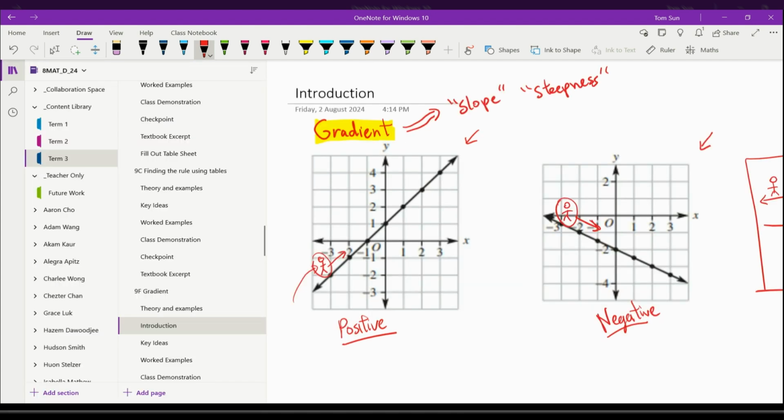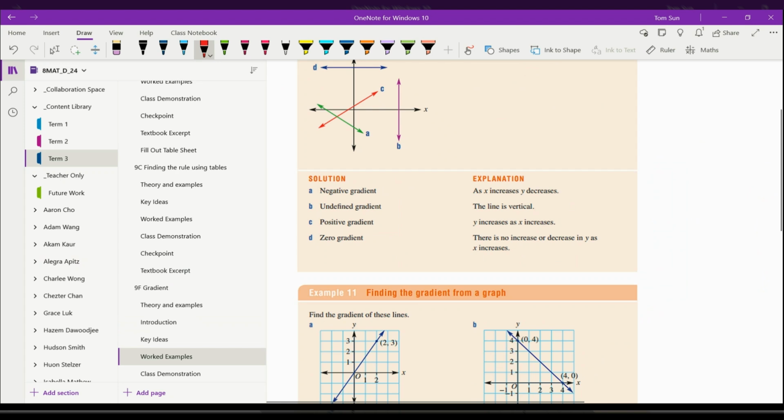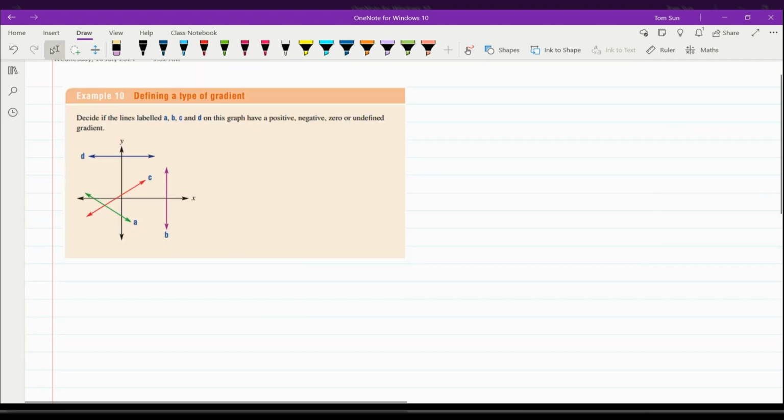Moving forward, I want you to think about a few things here. Decide if the lines A, B, C, and D on this graph have a positive, negative, zero, or undefined gradient. I'll talk about undefined a little bit later, but let's just do the first three. Question: line A, the green line. You're walking left to right. You're clearly going downhill. So here, negative. You're going downwards. It's a negative steepness, negative slope.